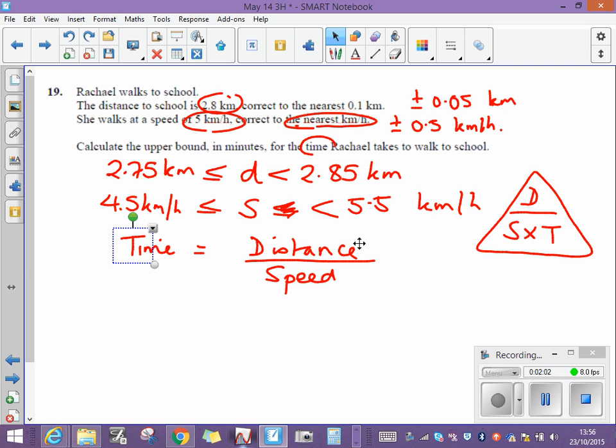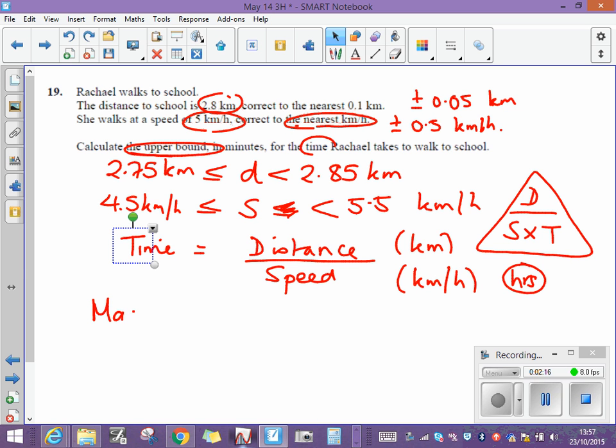Now, the distance is going to be measured in kilometers. The speed is going to be measured in kilometers per hour, which means the time that we're going to get is going to be in hours. So we mustn't forget that. Now, we've got to work out the upper bound for the time. So we're trying to work out the maximum time. So the maximum time, or the upper bound for the time, is going to be found by dividing the maximum distance by the minimum speed.